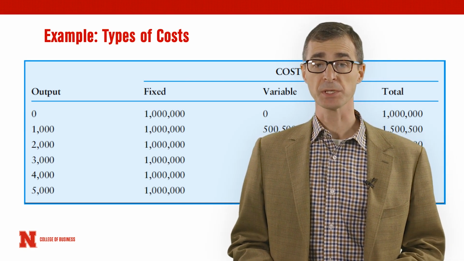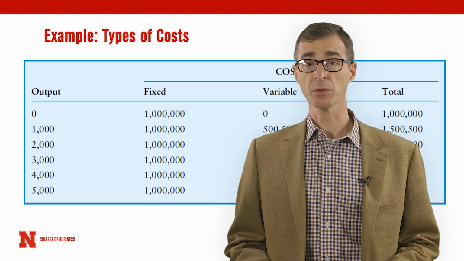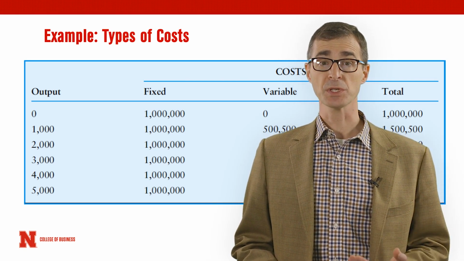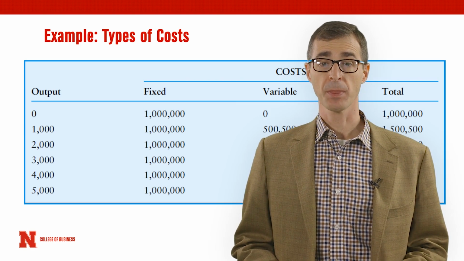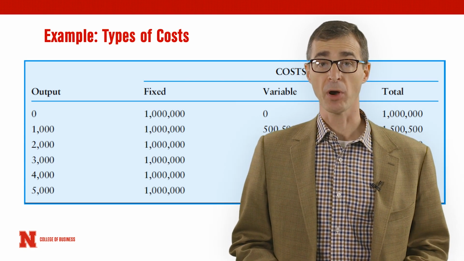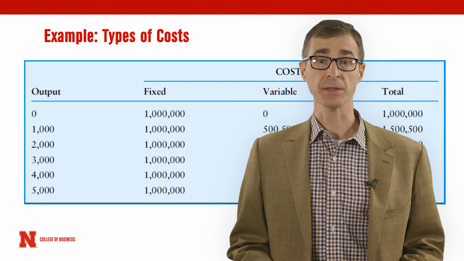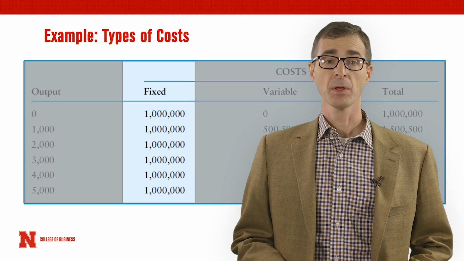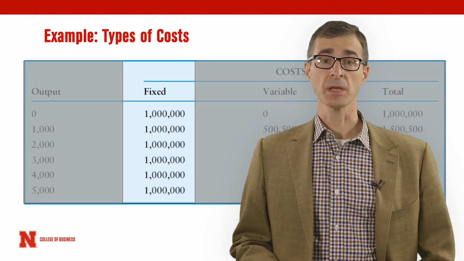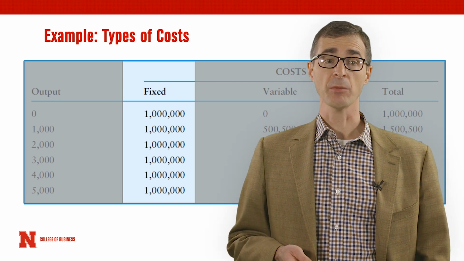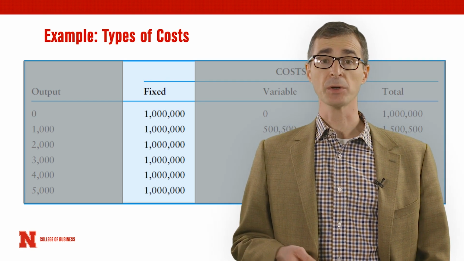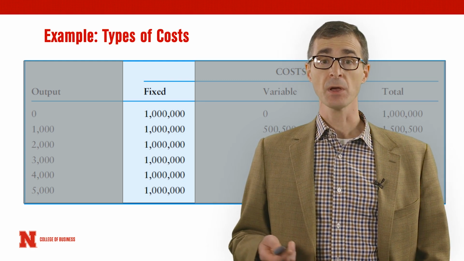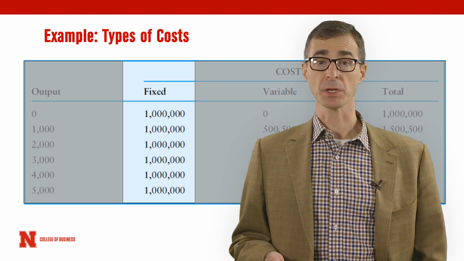Let's make a very simple assumption. Each individual employee costs $50,000 and can produce up to 100 bars. Each candy bar requires 50 cents in materials in order to be produced. The fixed costs, we can see, do not vary with the level of output. Whether the company makes 0 candy bars, 1,000 candy bars, or 5,000 candy bars, the fixed costs are just that. They're fixed at $1 million.